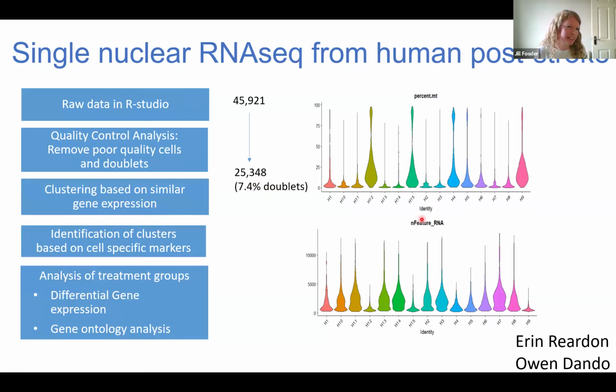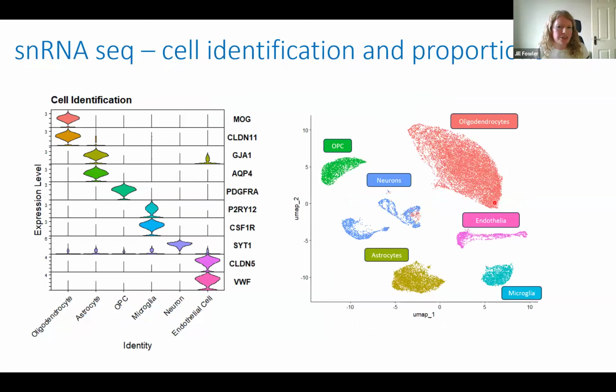So we did have 4 cases where we saw not such a great quality of the libraries, but luckily these were evenly distributed amongst the 3 groups that we were studying. So first, look at our UMAP from the human study.